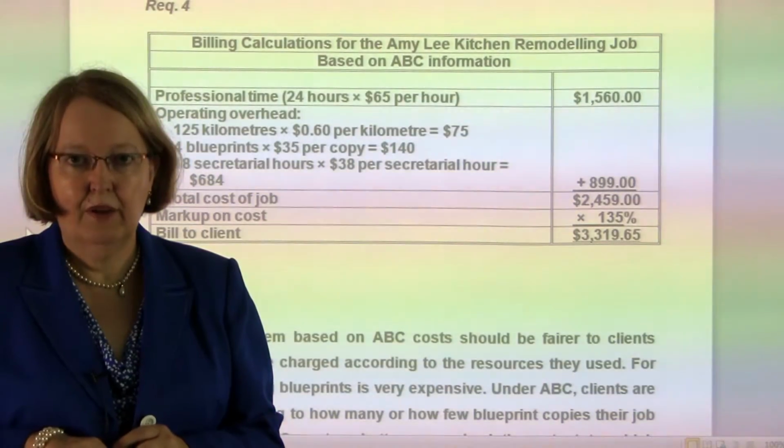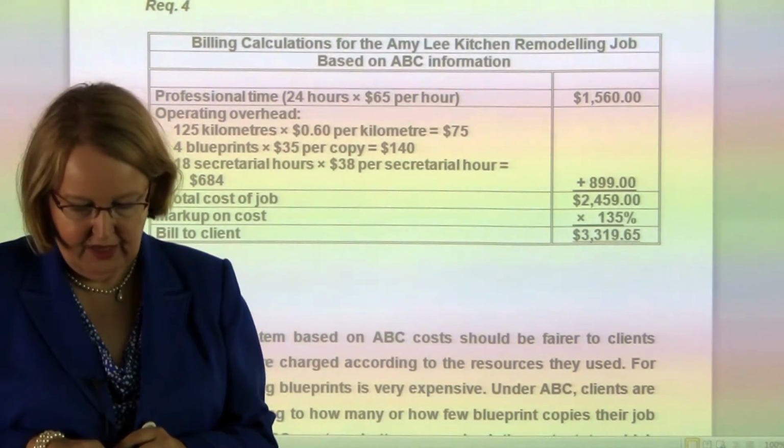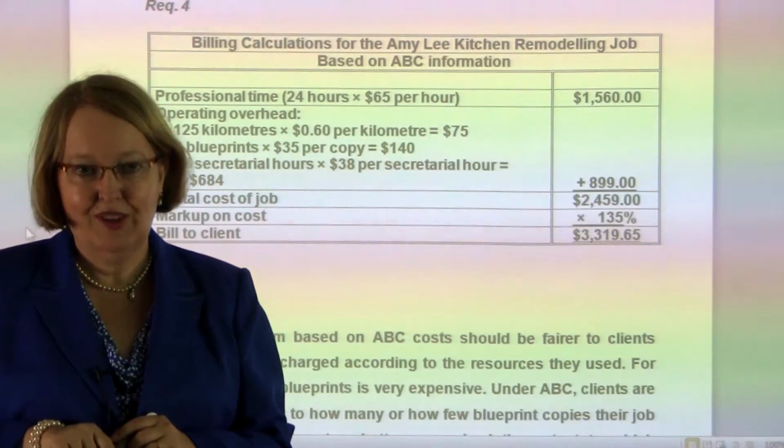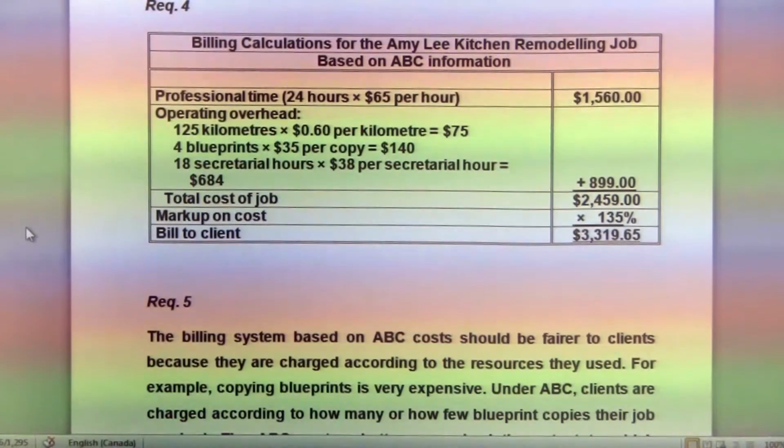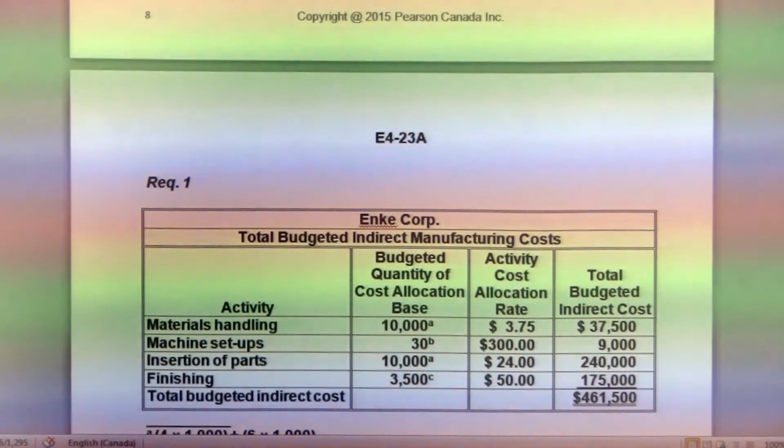We're now going to look at problem E-23, and this is on page 233 in your textbook. In this particular problem, I should just scroll down so we get to the right problem.